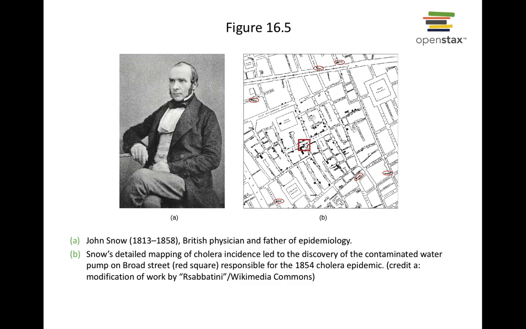But what he did is he had the authorities remove the handle from the Broad Street pump, and that meant the poor people had to go to other pumps. And these other pumps, you guys, the water source wasn't contaminated with feces. So in simply removing the handle of the Broad Street pump, Snow was able to reduce the number of cholera cases, right? So this is why he's kind of given the title of the father of epidemiology, right? Fascinating.